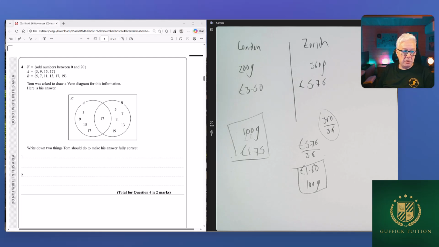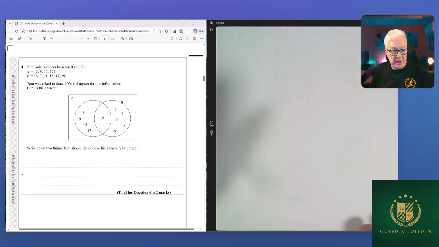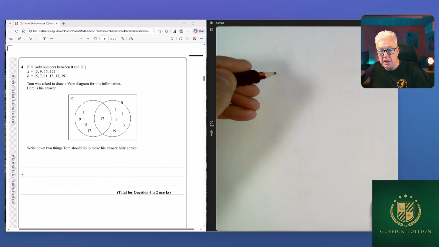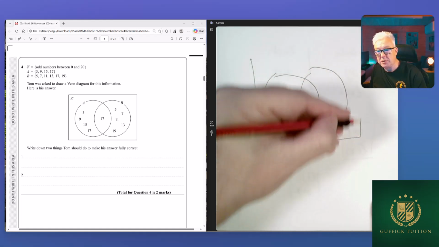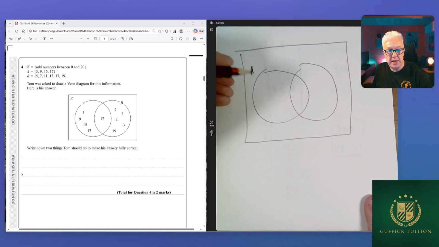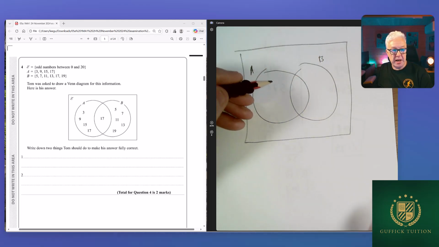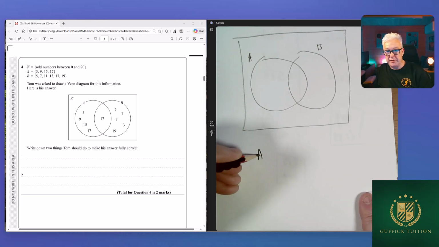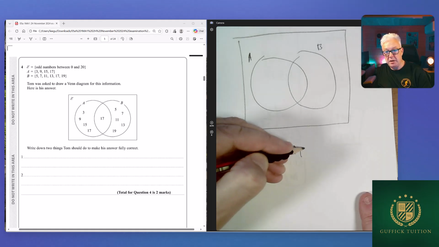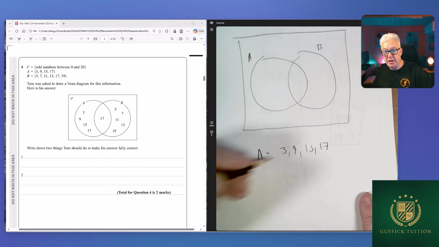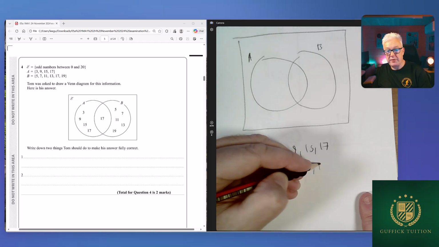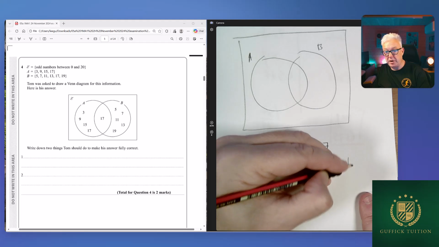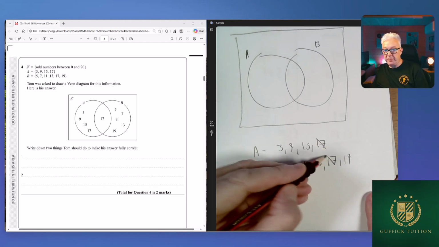Let's see what Tom has done. It might be easier to actually go through the process of doing this really quickly, just for the purpose of illustration. There is A and there is B. First of all, let me write down my list of numbers in A: 3, 9, 15, and 17. And in B, I have 5, 7, 11, 13, 17, and 19. Any number that's in both lists can go in the middle.